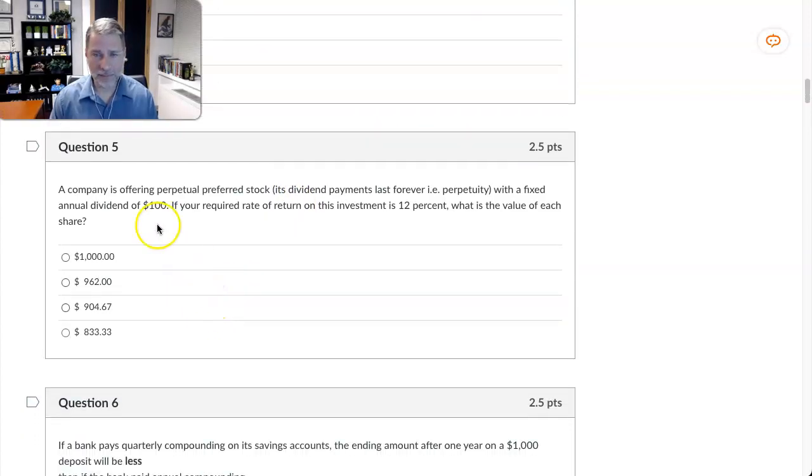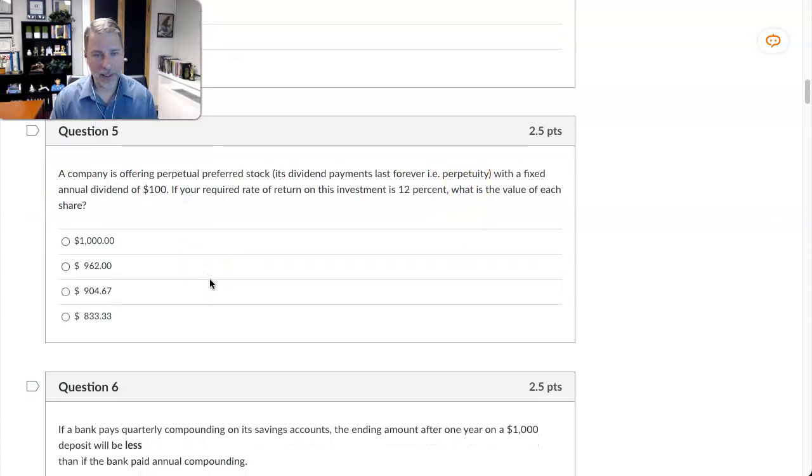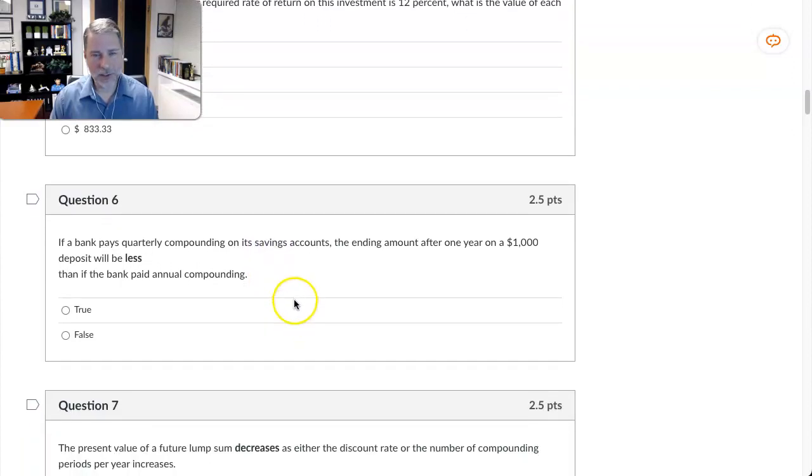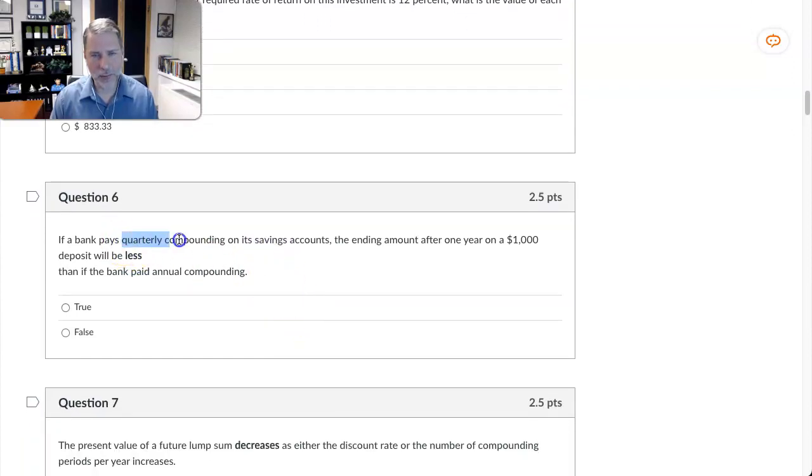Question 5 is our perpetuity question. We've got a lecture on that. And then we have some conceptual questions. This one explores quarterly compounding versus annual compounding. Which is better? Which would be less for you? If you know which one's better, then you can answer that question.